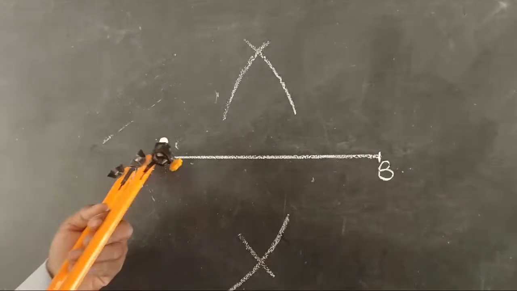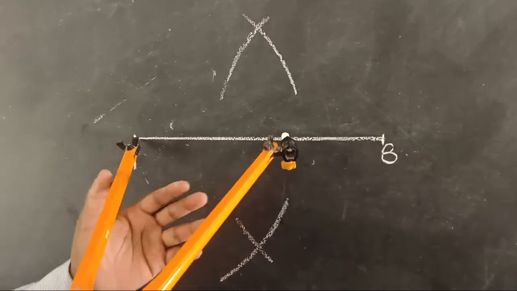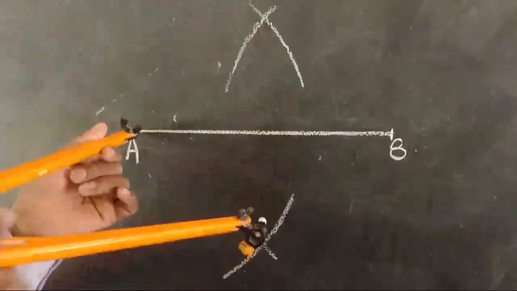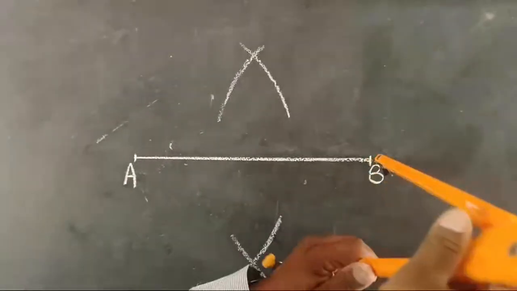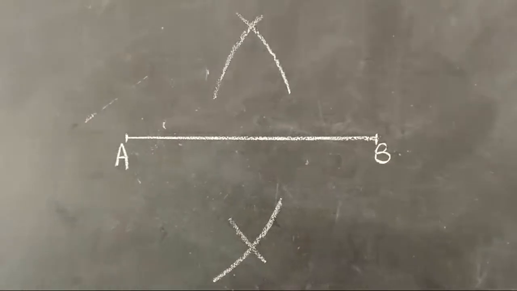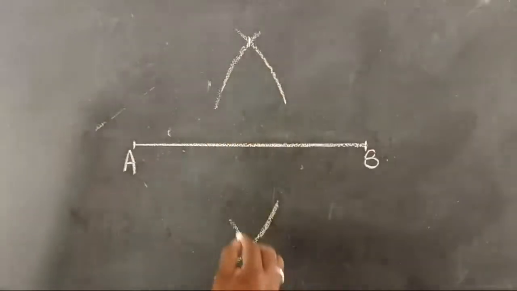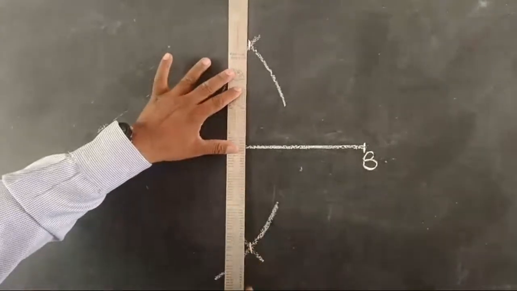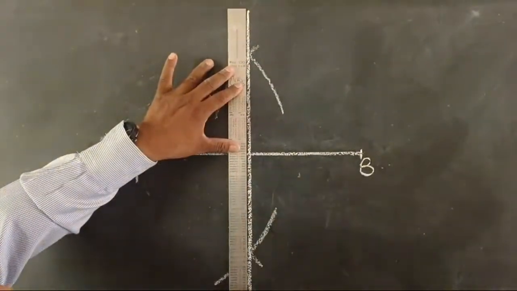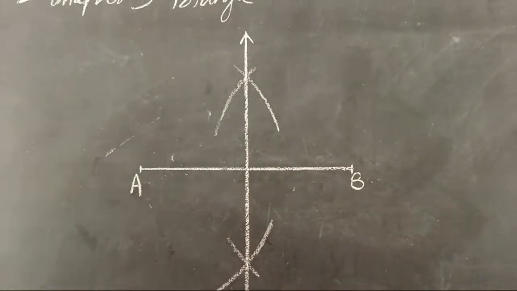Take a distance greater than its half distance, and draw arcs upper and lower. Then take center B and again draw arcs on the upper and lower side. That is the method of the perpendicular bisector. We get 2 points of intersection, and after that we draw a line. The line can be drawn.